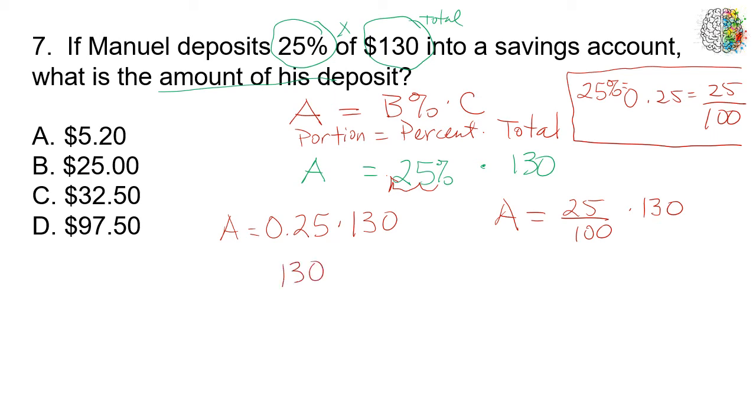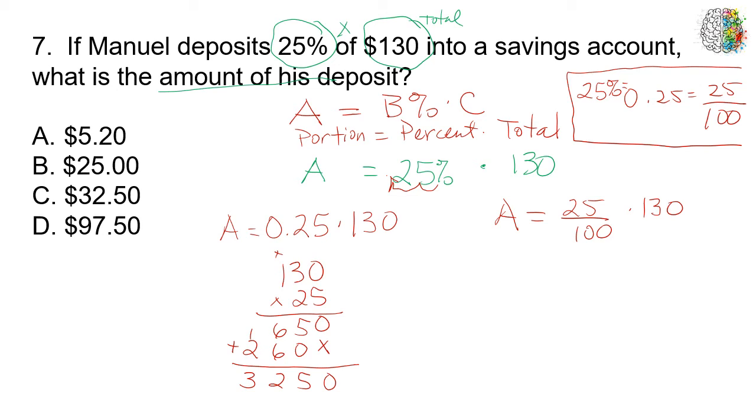If I take 130, multiply that by 25, 5 times 0 is 0, 5 times 3 is 15, 5 times 1 is 5, plus 1 is 6. Do an X as a placeholder. 2 times 0 is 0, 2 times 3 is 6, 2 times 1 is 2. Now I'm going to add that up. 0, 5, 12, 3. Now I'm going to look to my original problem, or my percentages.